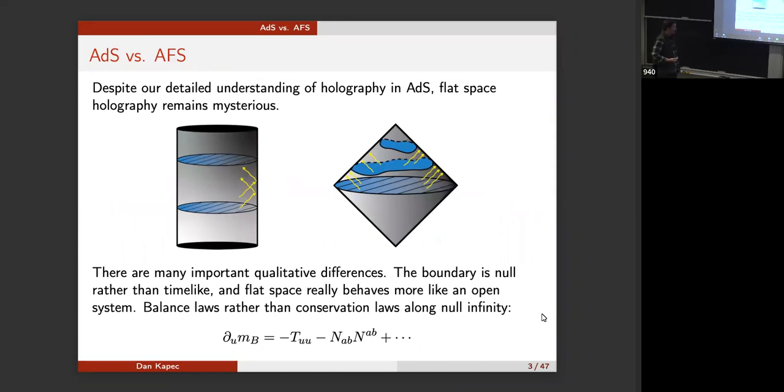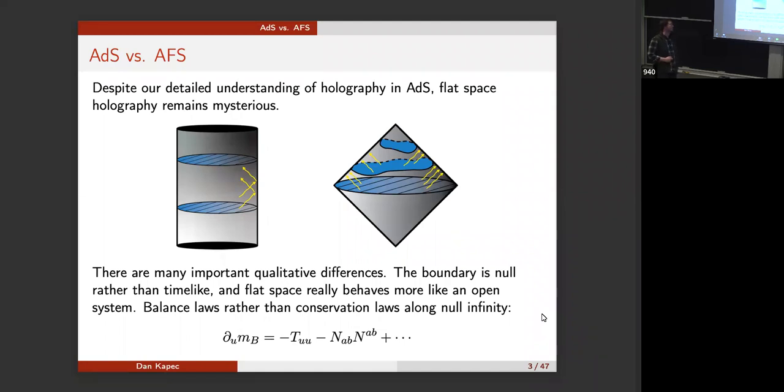So, I think it's fair to say that although we've made a lot of progress in understanding quantum gravity and the holographic principle in anti-de Sitter space, flat space holography is really still very mysterious. And the reason is just because there are a lot of order one qualitative differences between these two classes of spacetime. So this is a cartoon of asymptotically anti-de Sitter space as opposed to asymptotically flat space. The first qualitative difference that you can see from these pictures is that the natural conformal boundary in flat space is null rather than time-like as in anti-de Sitter space, and that means there's not really an interesting reflecting boundary condition in flat space like there is in AdS. So flat space really behaves more like an open quantum system rather than a closed quantum system that we are familiar with in anti-de Sitter space.